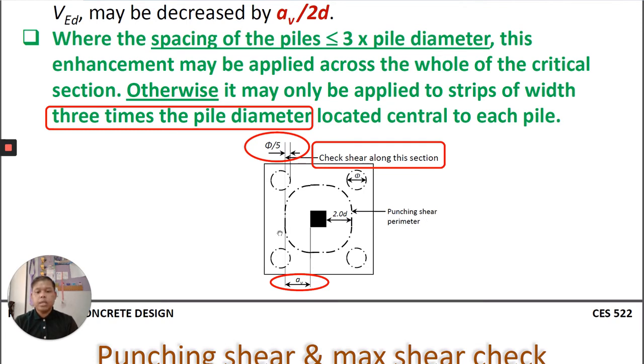So means that, okay, this is the location of the punching shear perimeter. So the distance between this punching shear perimeter to this section is about the diameter of the pile divided by 5. Here, the distance from the column face to this shear section is called AV.